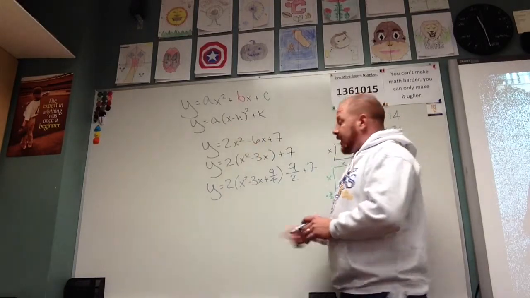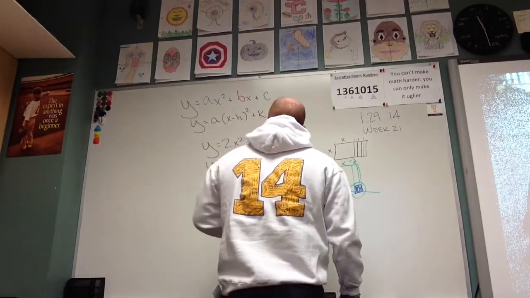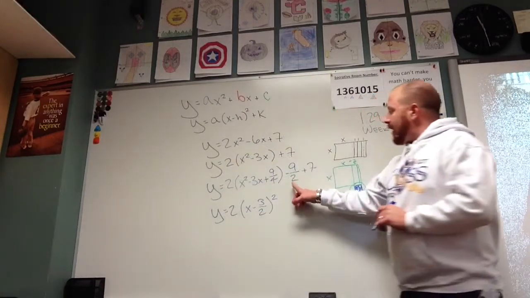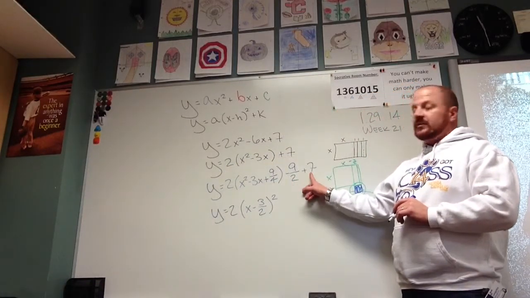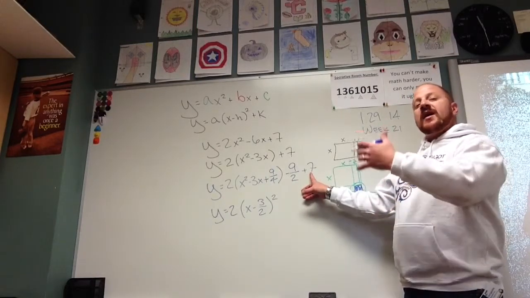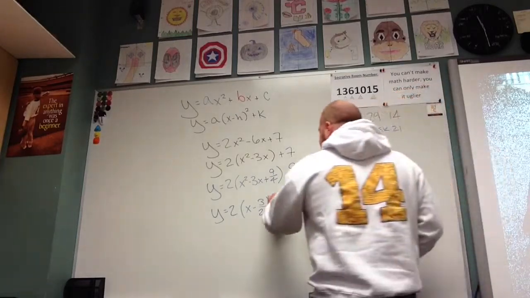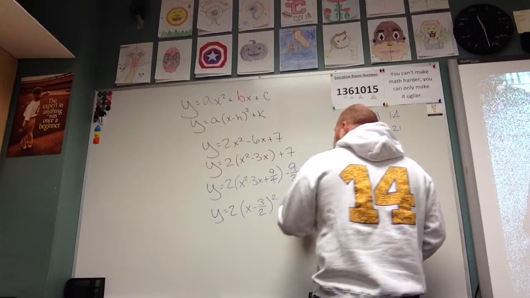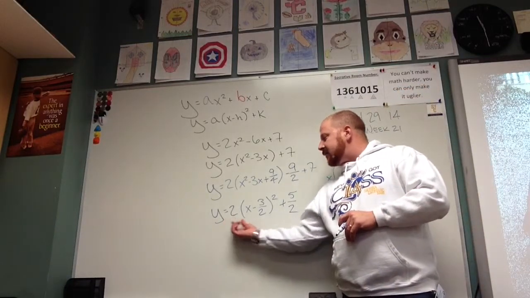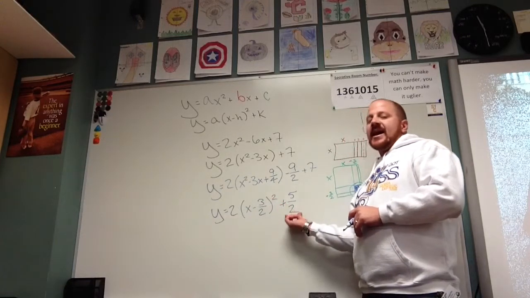We're on our way to being done. So this becomes y equals 2 times x minus 3/2 squared, and then minus 9/2 plus 7. Well, I know 7 is 14/2. So negative 9/2 and 14/2 are going to combine to make 5/2. So this is plus 5/2. And now I've got to the form I want: y equals a times x minus h, quantity squared, plus k.